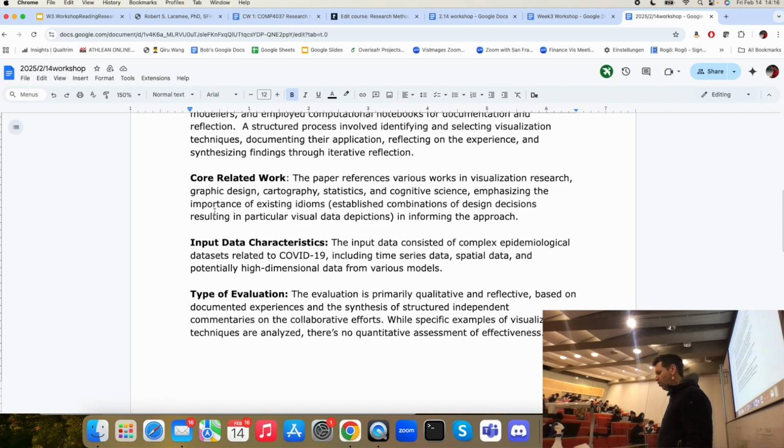Okay, so for the core related work, this is a tricky question. This is not going to get full points. If you were to submit this, you would not get full points because you need a reference. You can't just say these are the topics in the related work. You need to identify one or two specific papers and cite them and include the references. So you'll get deducted if you don't do that.